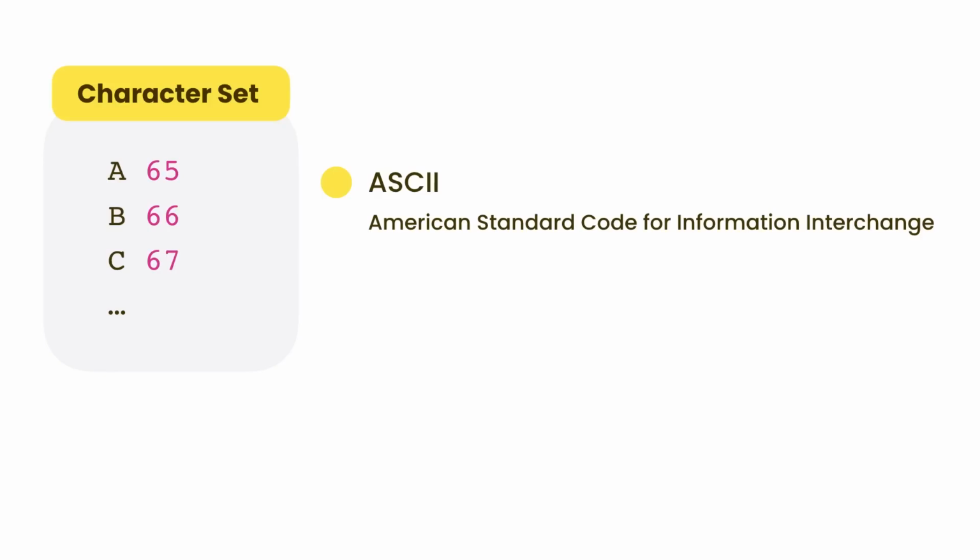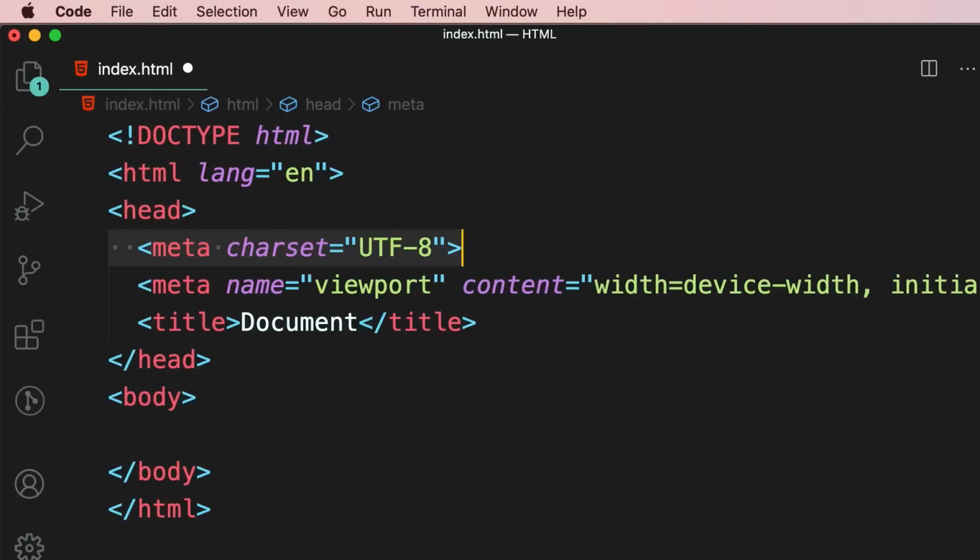So over time, different character sets have been created to represent more characters in international languages. The character set that we use most of the time these days is UTF-8, which can represent almost all characters in the world. So back to our code. With this meta element, we're defining the character set used in this HTML document, okay?